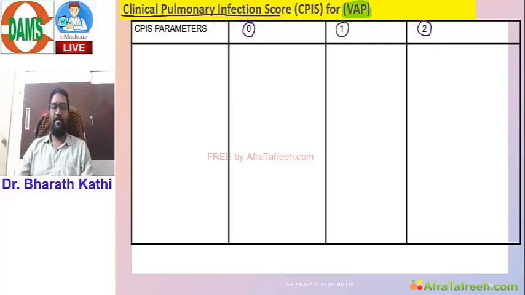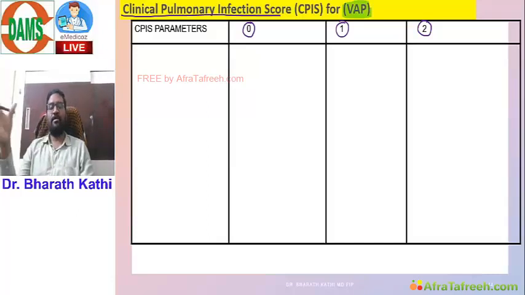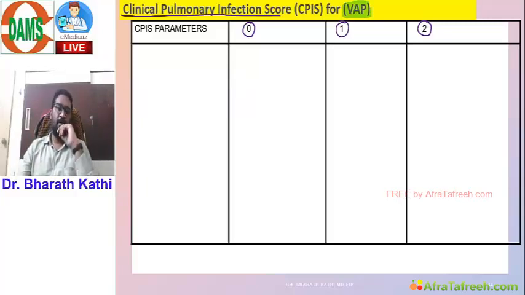If the parameter is not that bad, it is 0. So depending upon the severity, if it is a very bad situation, we give score 2. If it is not that bad, we give 0. In between is 1. So the first parameter is tracheal secretions.